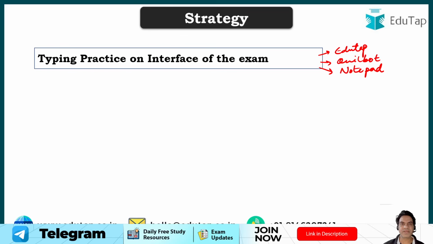So start typing on the interface. Now what does the interface look like? There is a dialog box on the screen.